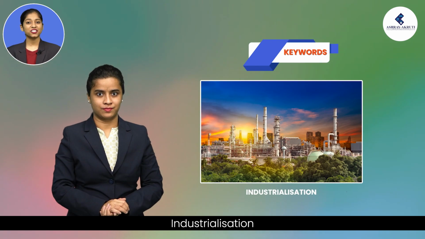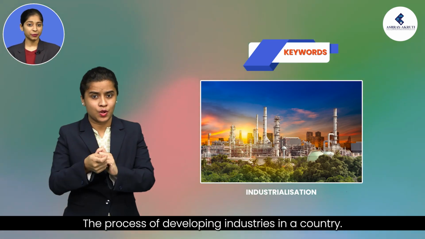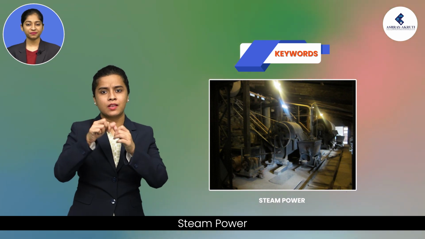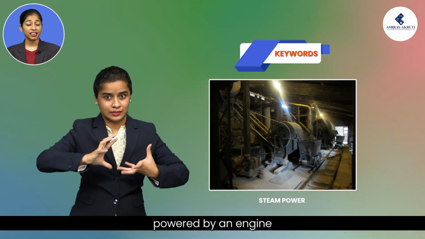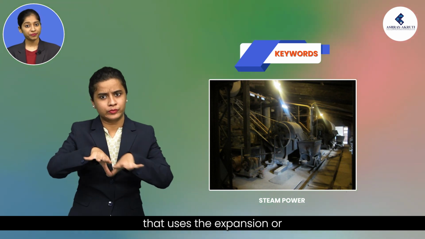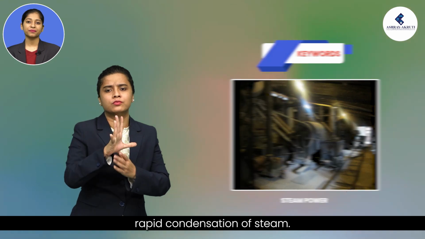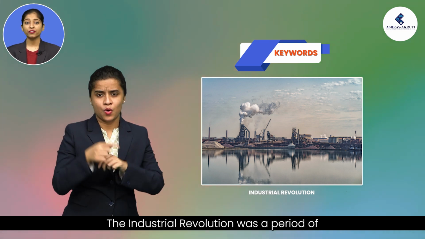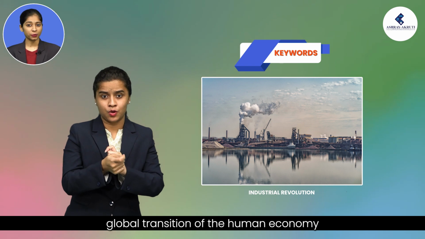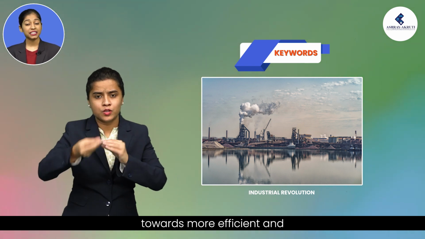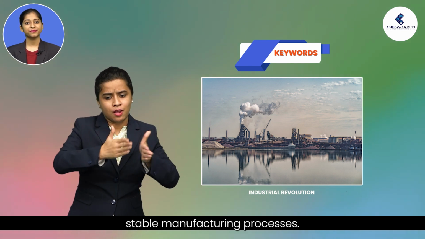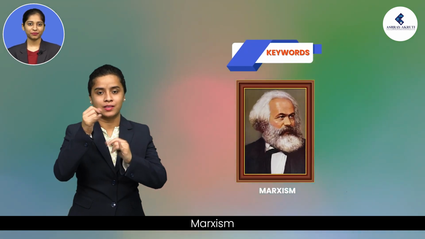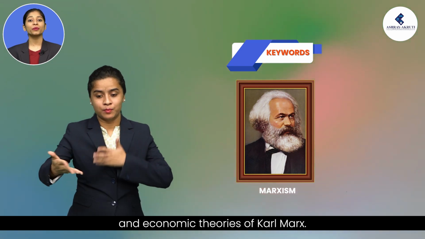Keywords. Industrialization: the process of developing industries in a country. Steam power: power generated by an engine that uses the expansion or rapid condensation of steam. Industrial Revolution: a period of global transition of the human economy towards more efficient and stable manufacturing processes. Marxism: the political and economic theories of Karl Marx.